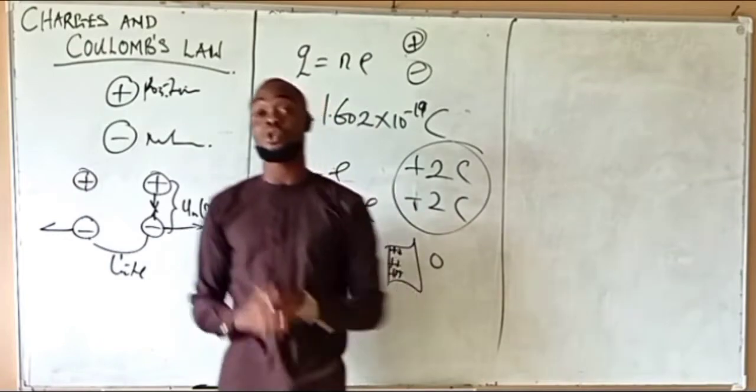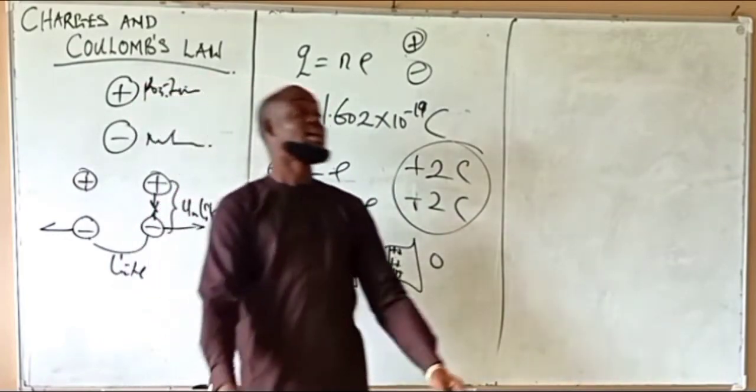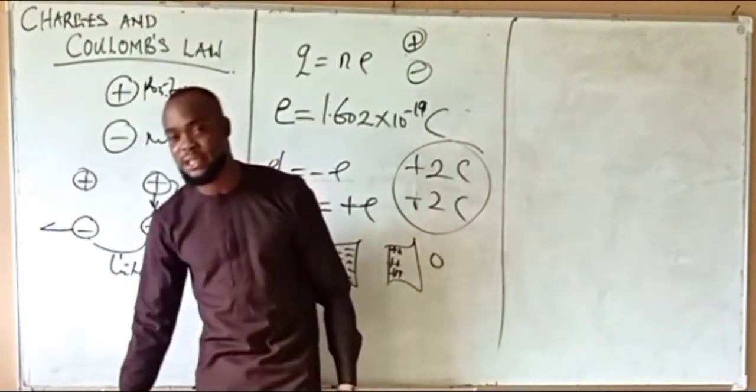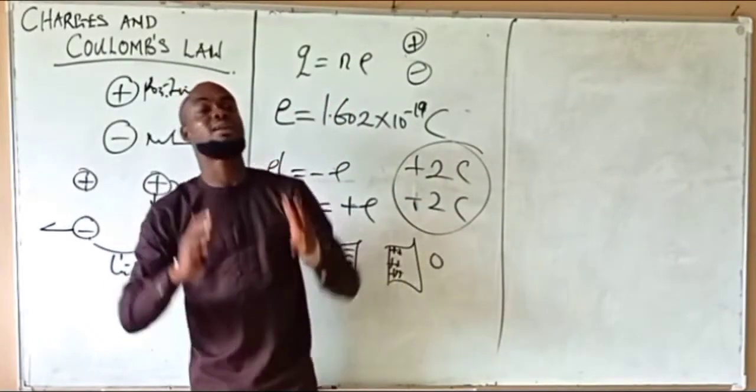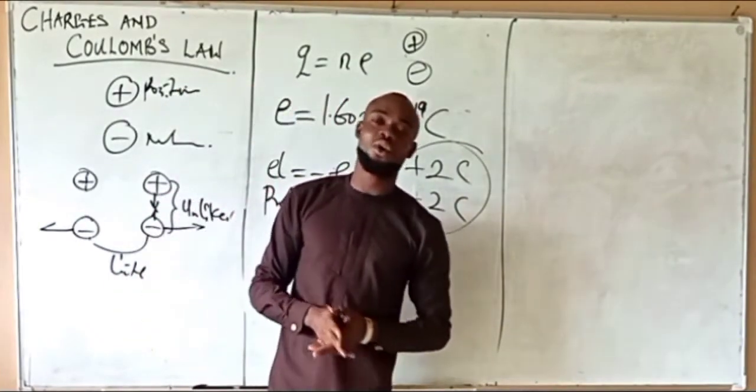Now, we have superconductors. Superconductors are materials that have absolute zero resistance to the flow of current.